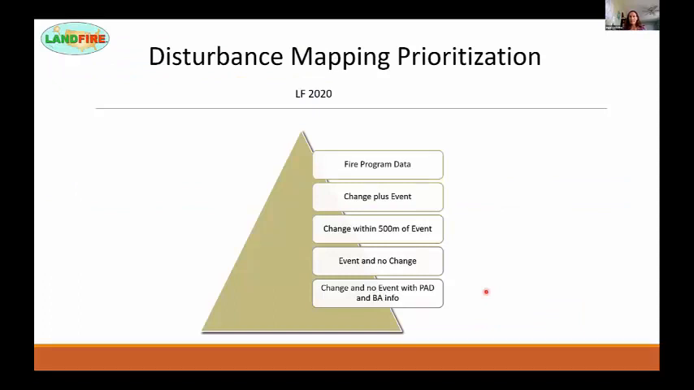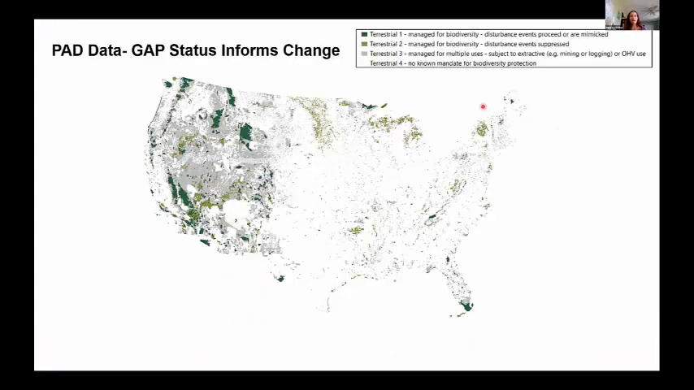The next thing I want to mention is that we do use the Protected Areas Database, which is national, to provide a little more information for the pixels. That is based on the GAP status. It informs whether it's possible that this is actually disturbed. If you look at the terrestrial 2 category, it gives you an indication that disturbance events are typically suppressed in that category. So we use that information to help label our disturbances in the legend.